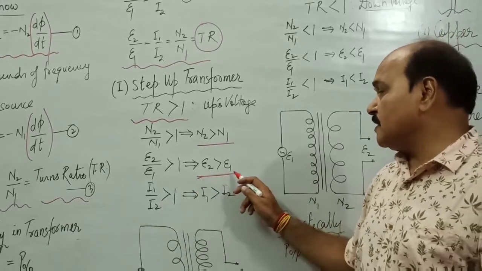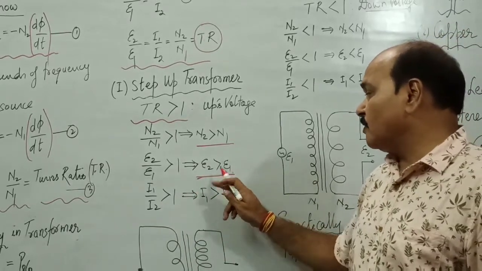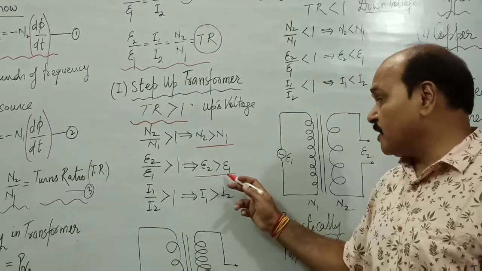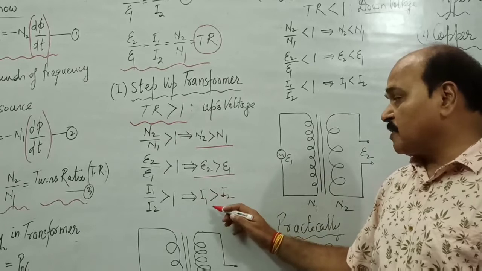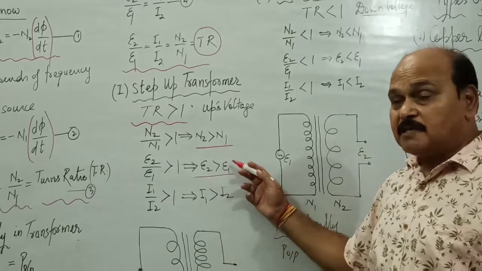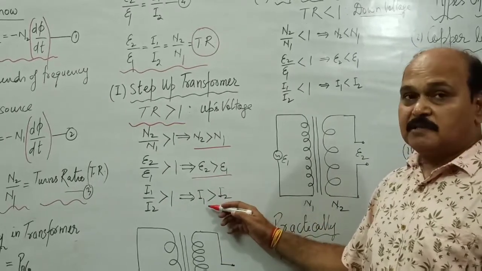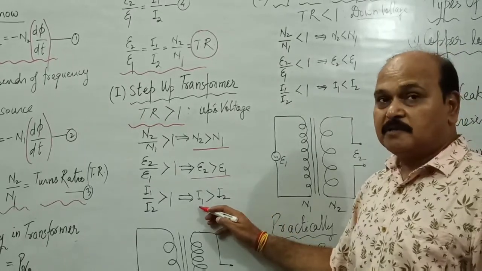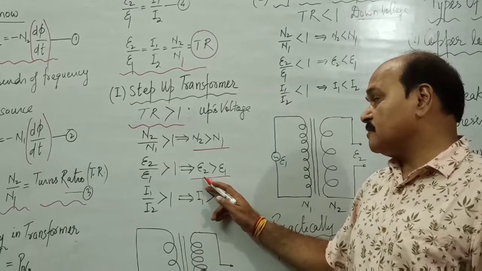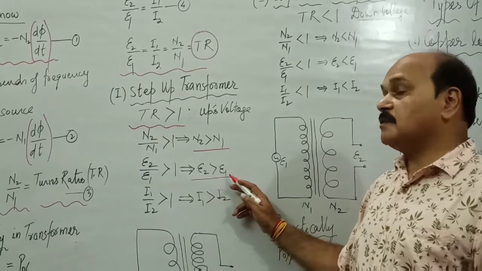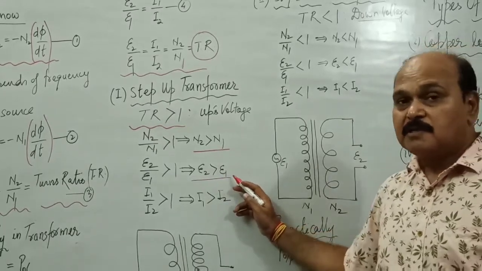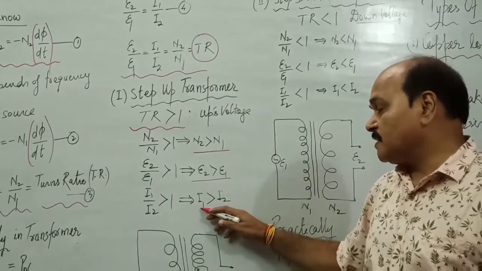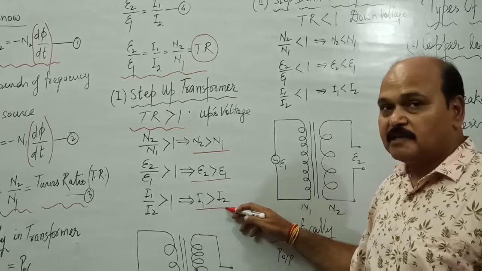See, the voltage is increasing. In a step-up transformer, the voltage across the secondary coil is more than the voltage across the primary coil. But what about current? Voltage is increasing, but the value of current is decreasing. Current in the secondary is less than the current in the primary. So the voltage across the secondary is more than that connected across the primary coil. Voltage is increasing, but at the same time the current is what? Decreasing.